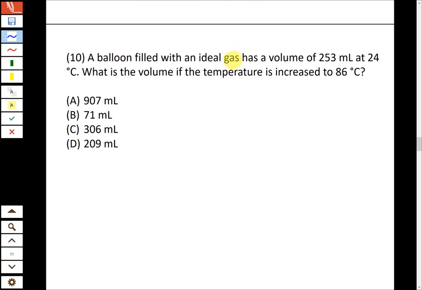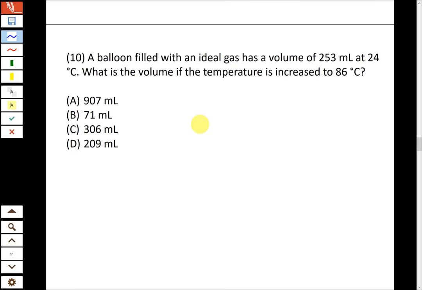We have a balloon filled with an ideal gas that has a volume of 253 milliliters at 24 degrees Celsius. What is the volume if the temperature is increased to 86 degrees Celsius? Now we could recognize that this is Charles's law. This is the relationship between volume and temperature. We could then set up the equation that's associated with that and go from there.